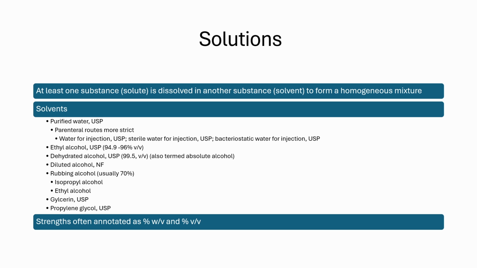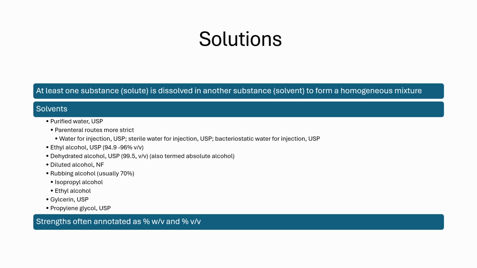We have ethyl alcohol. In order to meet USP standards, it has to be between 94.9 and 96% volume in volume. We have dehydrated alcohol. We have diluted alcohol, which is basically just equal volumes of alcohol and purified water. We also have rubbing alcohol. This is usually at a 70% concentration. We have glycerin and propylene glycol.